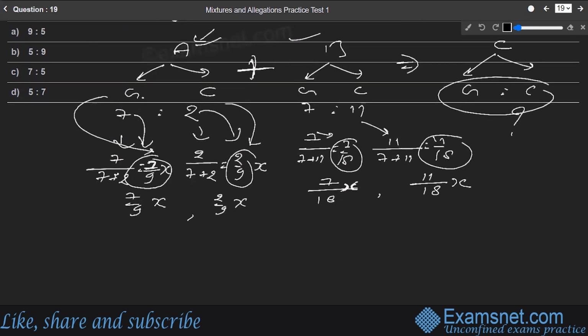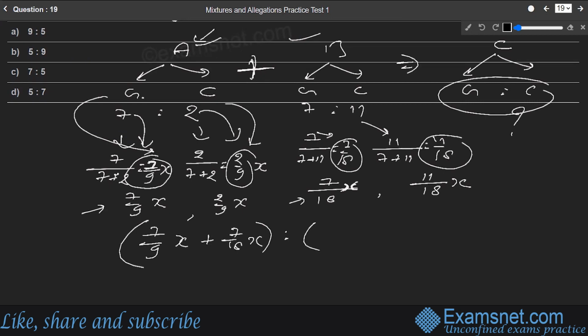Gold and copper weight. So for that, we need to add the gold part of both the alloys together and find out the ratio of it with the copper part of both the alloys. So for that, let us add the gold part of both: 7/9x plus 7/18x. That was the gold part in both the alloys when mixed up.